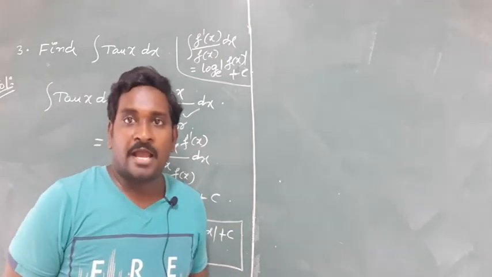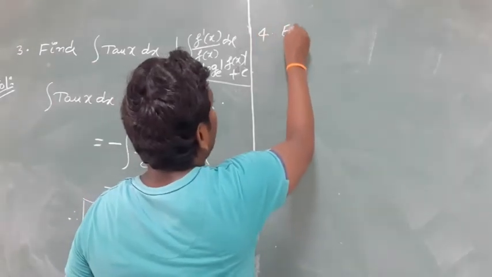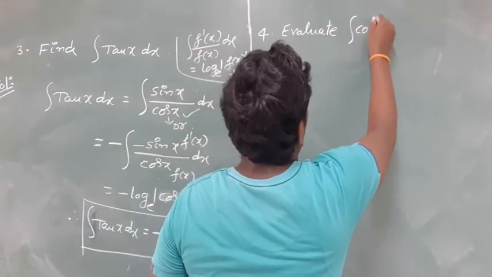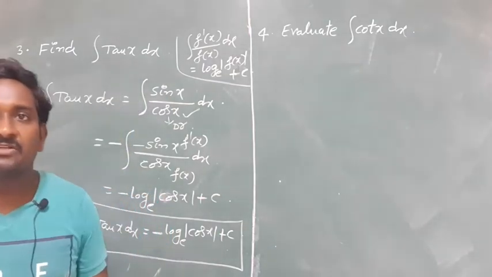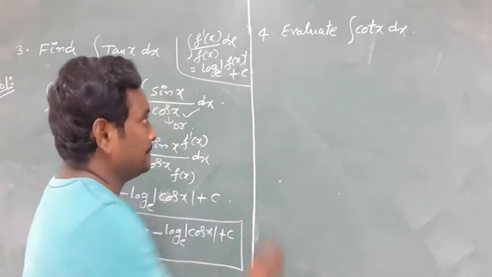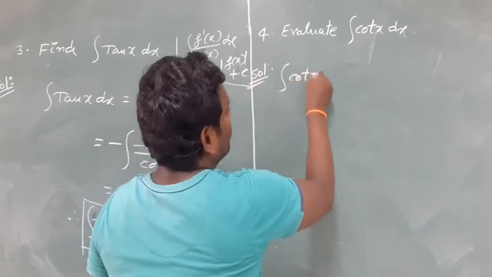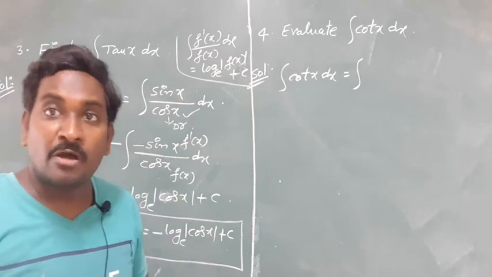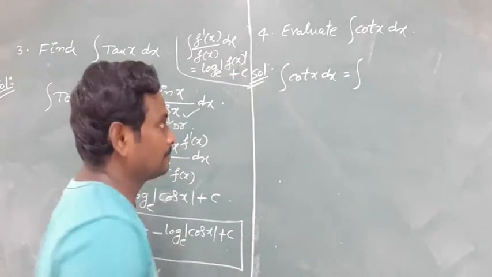Similarly, I can explain another one. Evaluate integration of cot x. Integration of cot x dx is equal to, everybody knows that from the knowledge of trigonometry, cot x can be expressed as cos x by sin x.